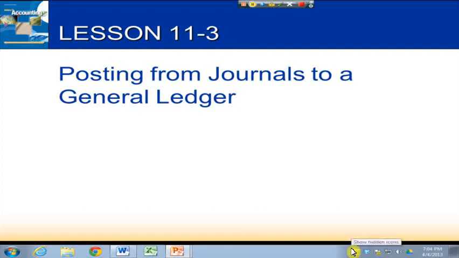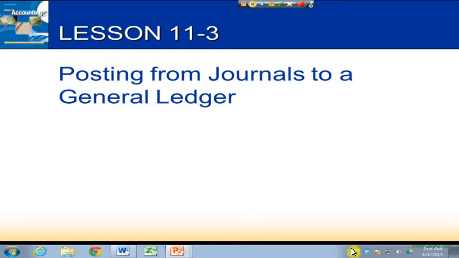Okay, this is Accounting 1, Chapter 11, Section 3. In this section, we're going to be posting from journals to a general ledger. This is very similar to what we did in Chapter 4, and it's also very similar to posting into the accounts payable and accounts receivable subsidiary ledgers.